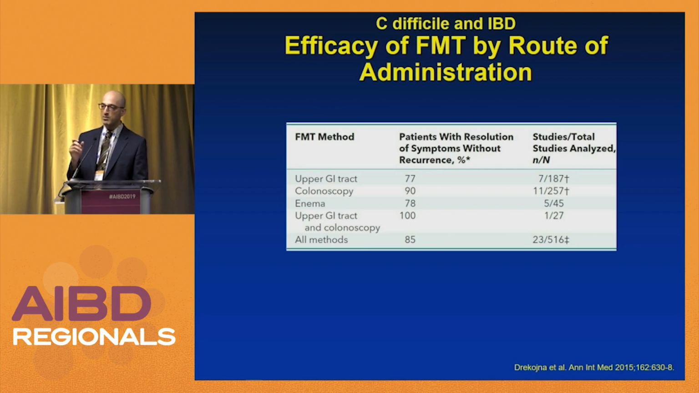The efficacy seems to be best in patients who receive this with a colonoscopy when it's delivered to the proximal colon or ileum. The upper GI routes of delivery have about 80% efficacy, with about 90% in patients who receive this with colonoscopy. If you give it by enema or flex sig, it's about 80% efficacy as well.